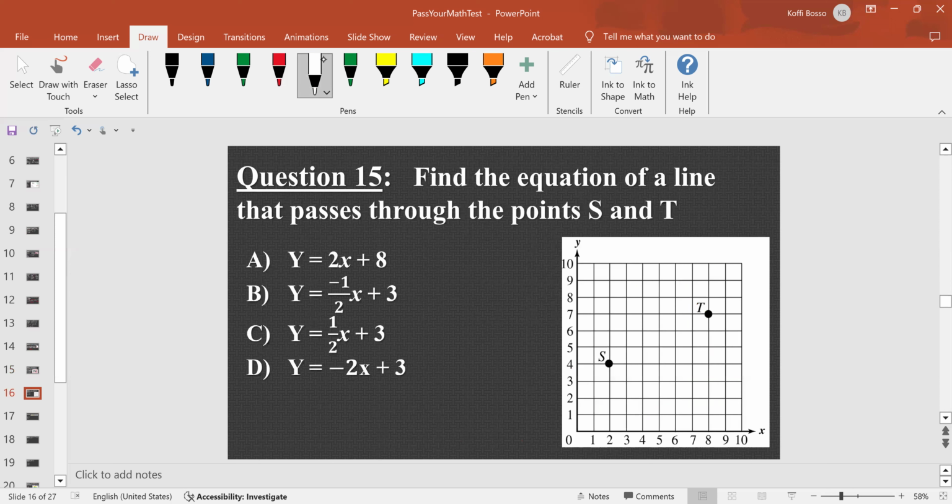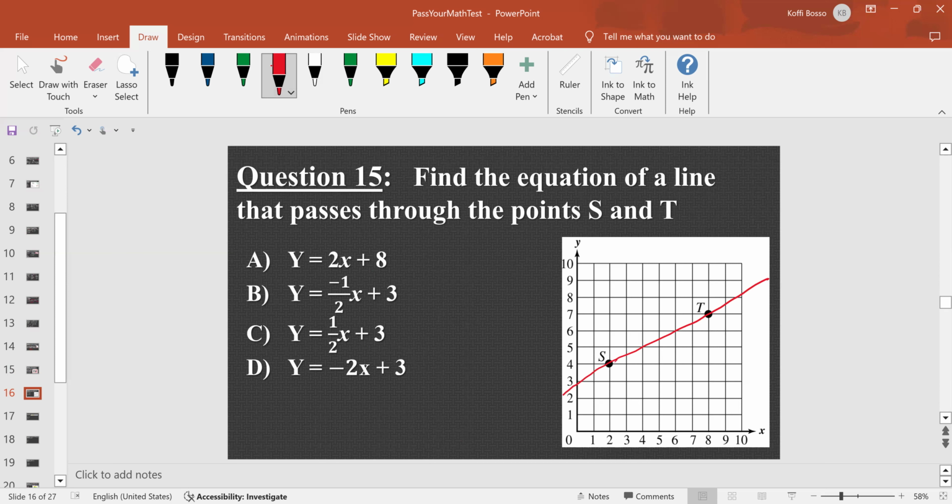Question 15. For question 15, you can pause the video and challenge yourself. You have to understand that the question asks you to find the equation of a line that passes through these 2 points. So let's draw that line. Suppose I draw a line through this. You have to understand something.